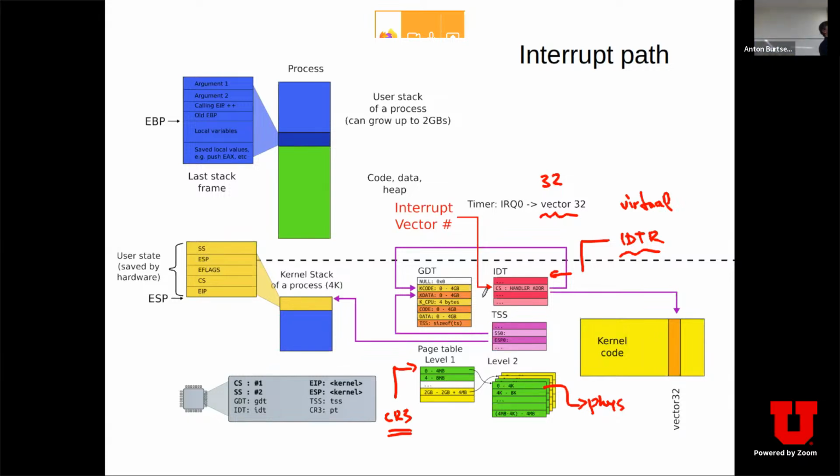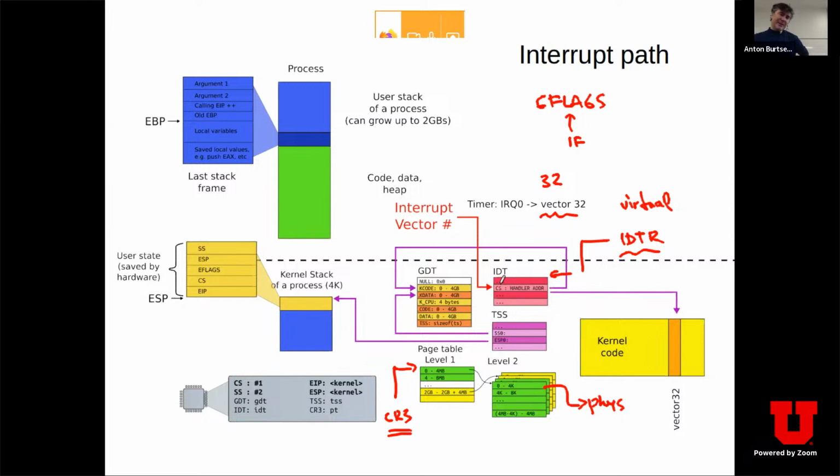It treats this table as an array, reads entry 32, and reads specifically some bits which control the privilege. Interrupts from hardware can only be disabled through the EFLAGS register, right? If the interrupt flag is set, then it's enabled. If not, it's disabled. And so if it's enabled, it reads these two things.